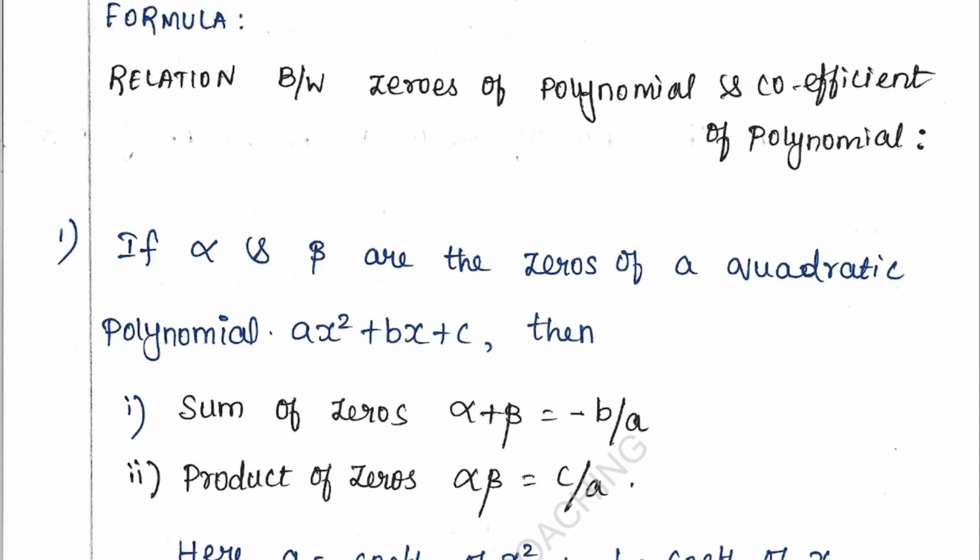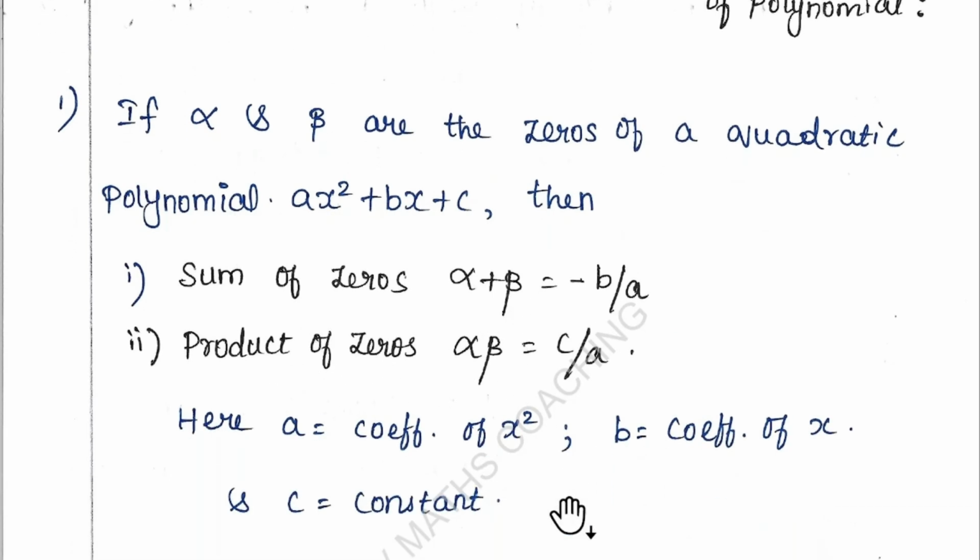So if alpha and beta are the zeros of the quadratic polynomial equation, then the sum of zeros, alpha plus beta, is minus b by a. The product of zeros, alpha beta, is c by a.